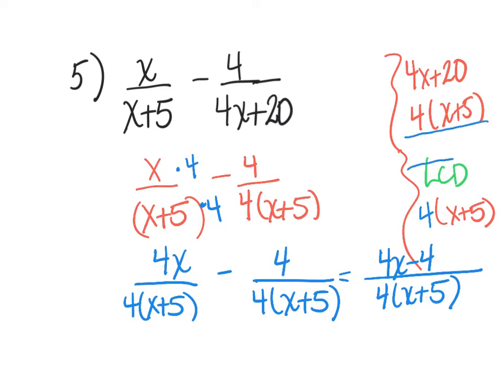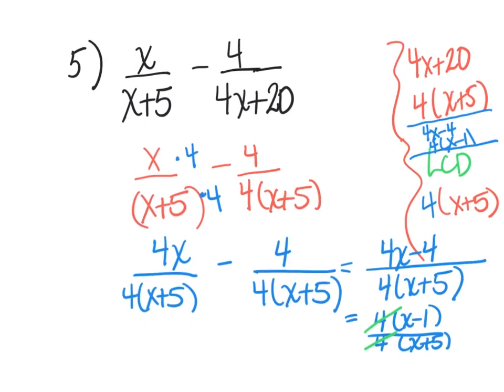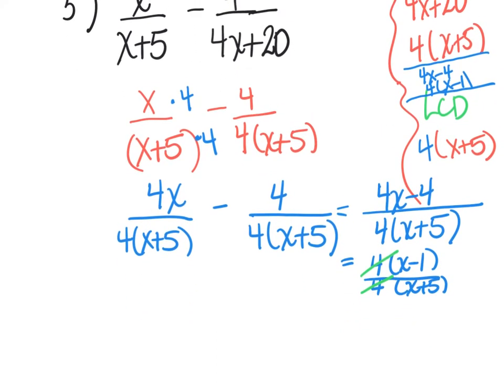I've got a little bit of space I can use. So I've got 4x minus 4, and it shares a common factor of 4. So I'm going to pull out the 4, and that leaves me with x minus 1. So now I can write the fraction as 4 times x minus 1 over 4 times x plus 5. And guess what happens here? The 4's are common factors, so my simplified fraction is x minus 1 over x plus 5.